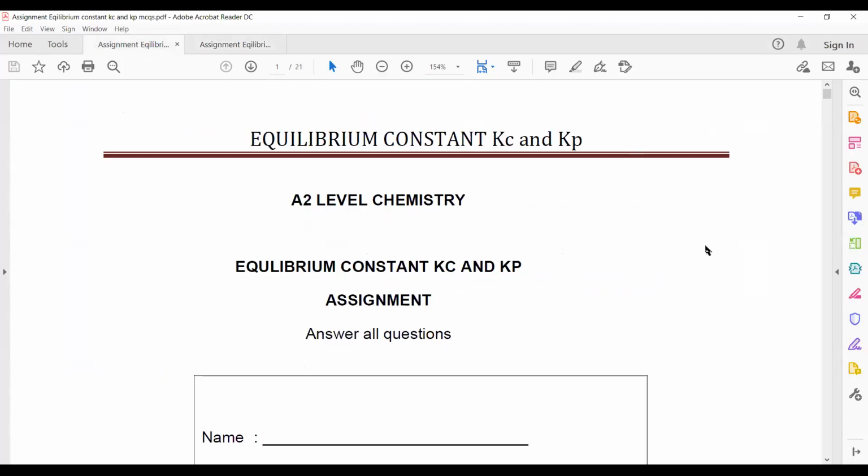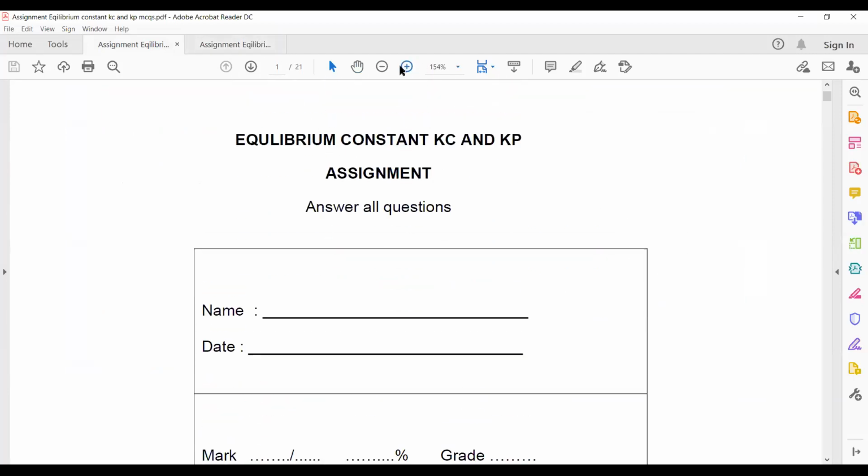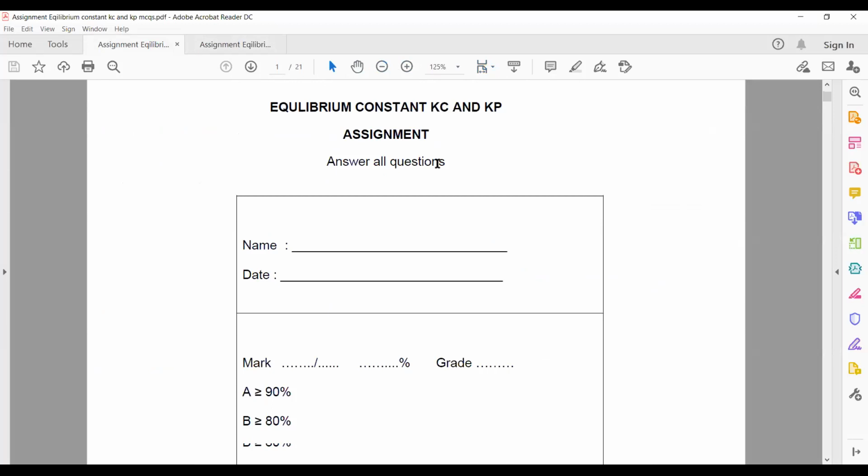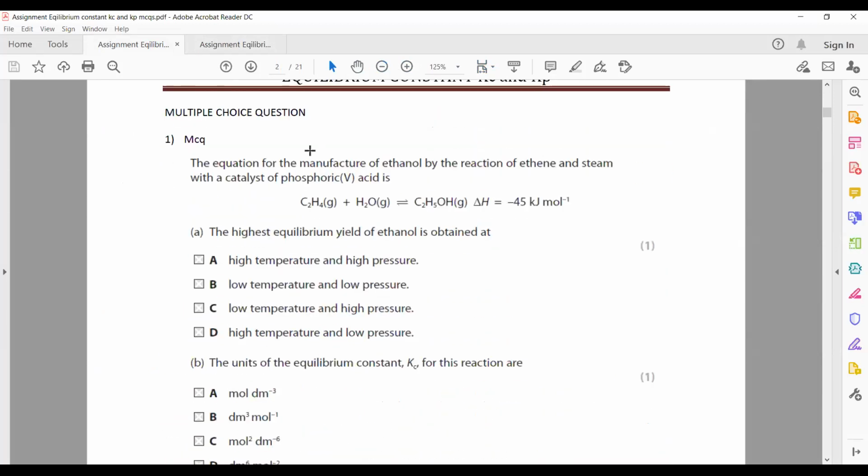Some questions now related to this Kc and Kp. First MCQs, and then we will also discuss structured questions. Multiple choice question. The equation for the manufacture of ethanol by reaction of ethene and steam with the catalyst phosphoric acid.